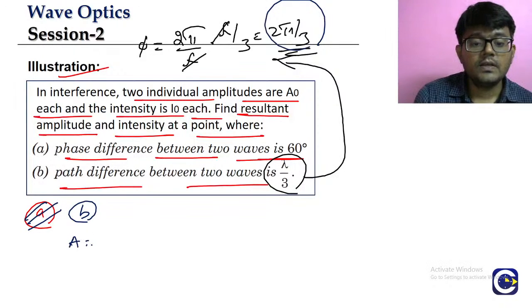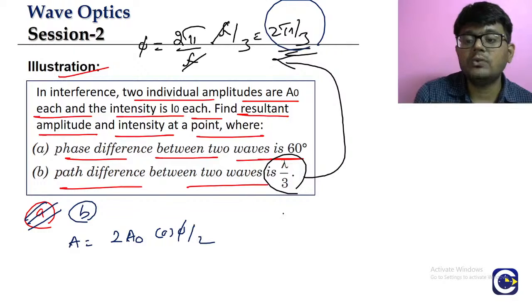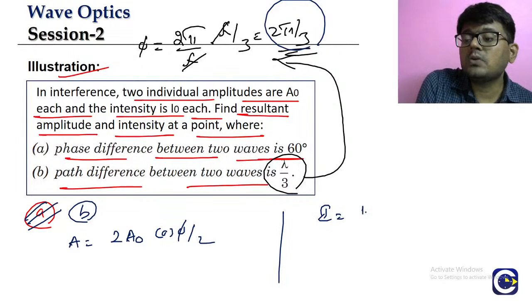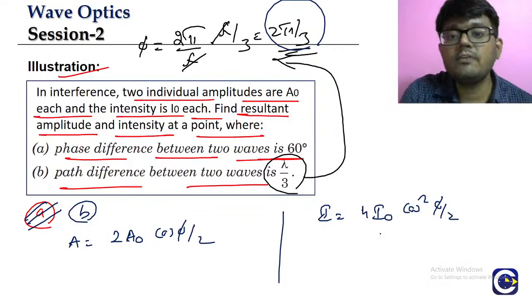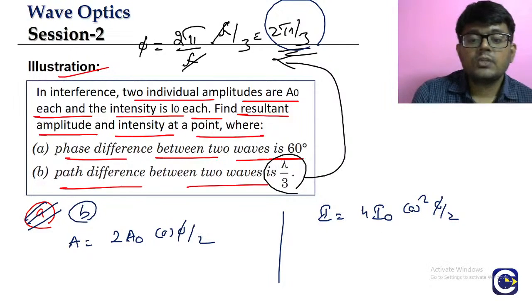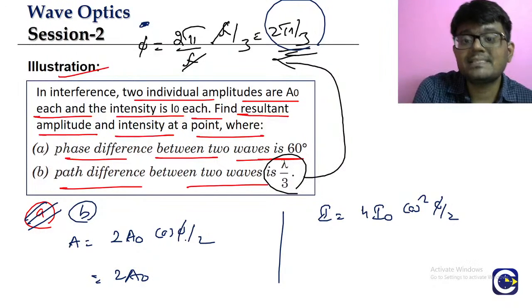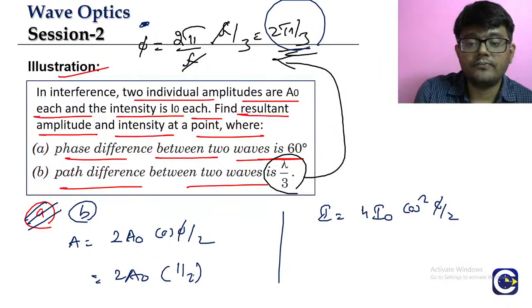Again same. A is equal to 2a naught cos phi by 2. I is equal to 4 I naught cos square phi by 2. If you practice some questions, these two results you will be able to just remember like that. Okay. So the thing here is the phase difference is not 60, it is 120, that's it. So 2a naught cos 120 by 2 means 60, right? Cos 60 is half.